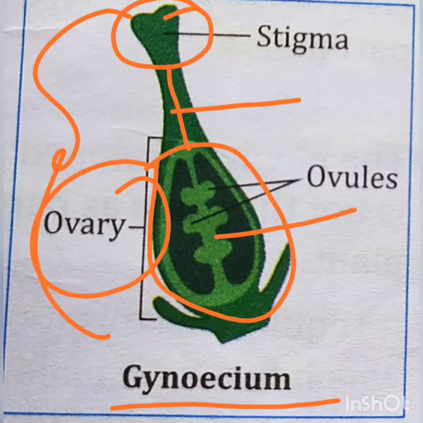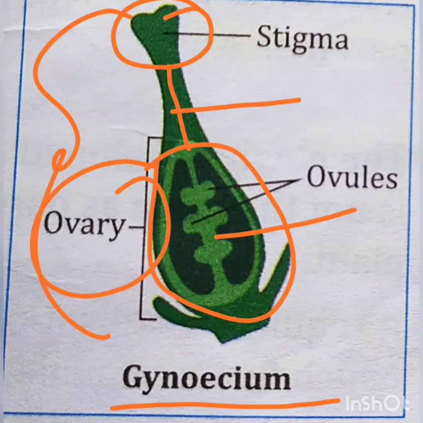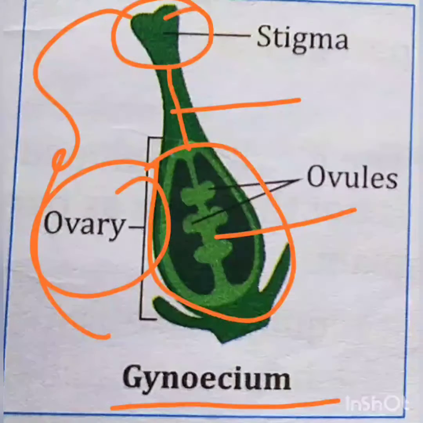The first two whorls, that is calyx and corolla, do not take part in reproduction and are known as accessory whorls. The inner two whorls, that is androecium and gynoecium, are directly concerned with sexual reproduction, and so they are called essential whorls. If a flower has all the four whorls, that is calyx, corolla, androecium and gynoecium, it is called a complete flower or a bisexual flower. In an incomplete flower, either androecium or gynoecium is not present. That is why they are also called unisexual flowers.